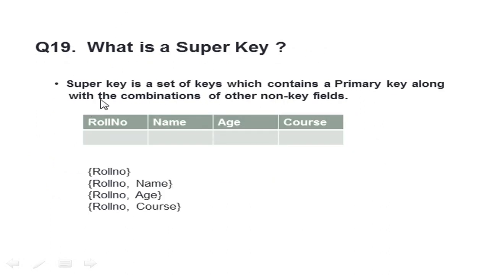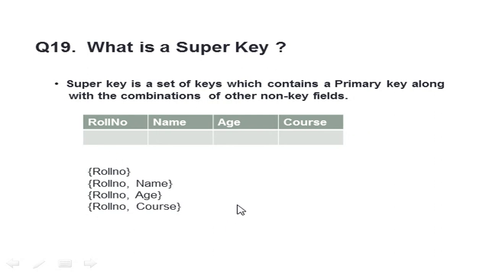From the available candidate keys, one key has to be selected, and that key will act as the primary key. Now, what is a super key? A super key is a set of keys which contains a primary key along with a combination of other non-key fields. For example, roll number. Just now we have seen roll number can act as a primary key. Along with roll number, if I take a combination of roll number and name, it will still identify all the records in the student table uniquely. I can take a combination of roll number and age, and it will again identify all the students uniquely. I can take a combination of roll number with course, and like this I can have n number of combinations.